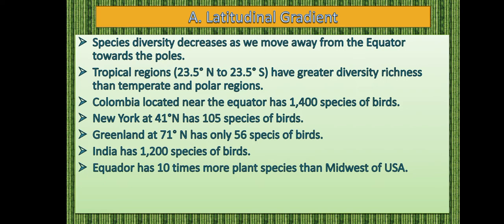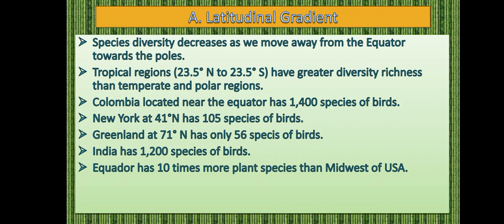As we know, an imaginary line that runs parallel to the equator is known as latitude. As we move away from the equator, the species richness decreases, and as we move towards the equator, the species richness increases. Tropical regions, which lie between 23.5 degrees north to 23.5 degrees south, have greater diversity richness than temperate and polar regions.